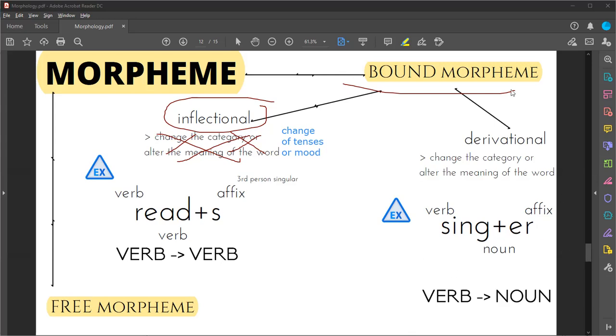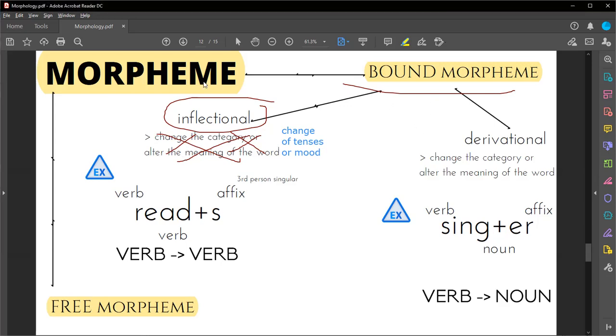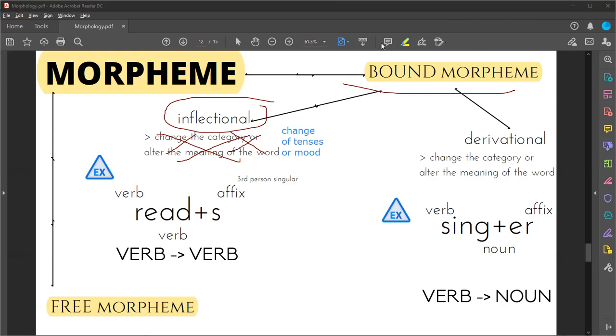So in here, let me, what is the next? I cannot access the next anymore. What should I do? Let me stop the share and share again.